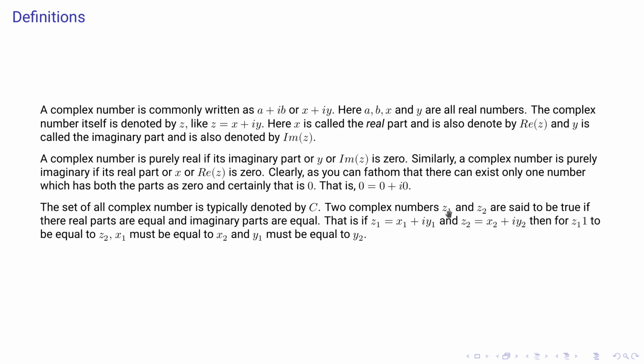Now, two complex numbers Z1 and Z2 are said to be equal if their real parts and imaginary parts are equal. That is, Z1 is equal to X1 plus iY1 and Z2 is equal to X2 plus iY2. Then for Z1 to be equal to Z2, X1 should be equal to X2 and Y1 should be equal to Y2.